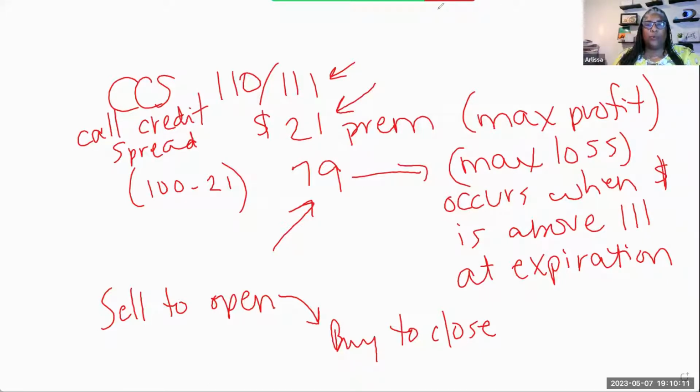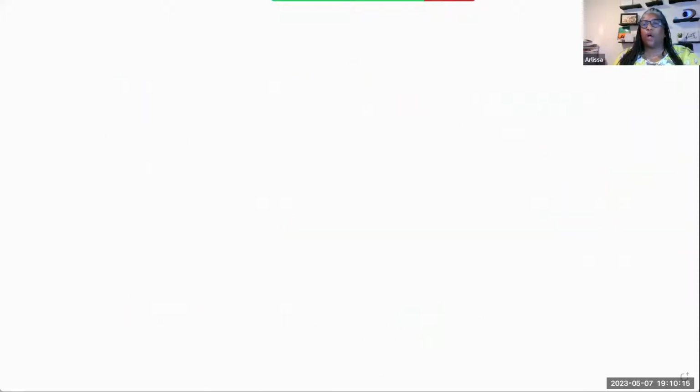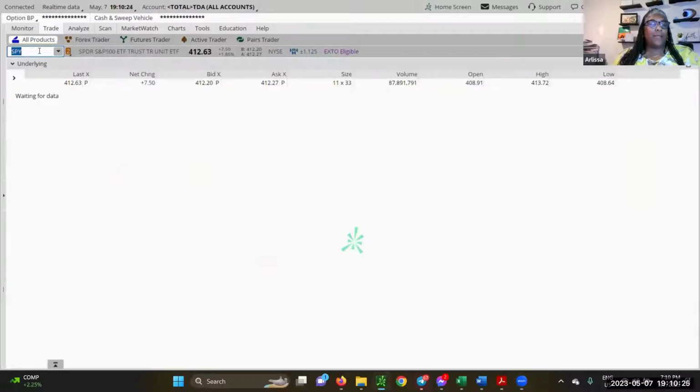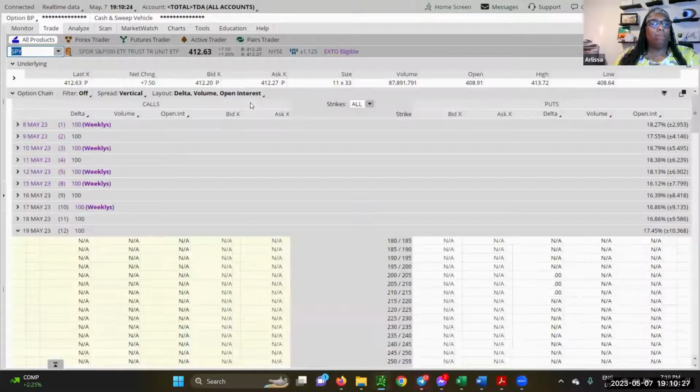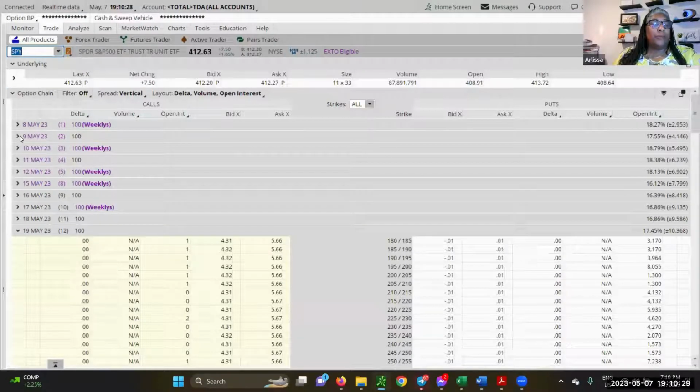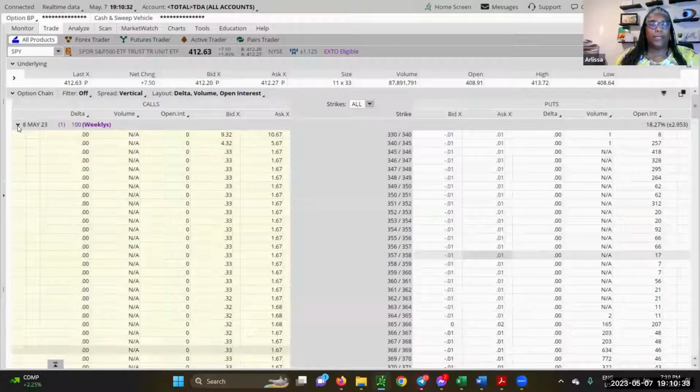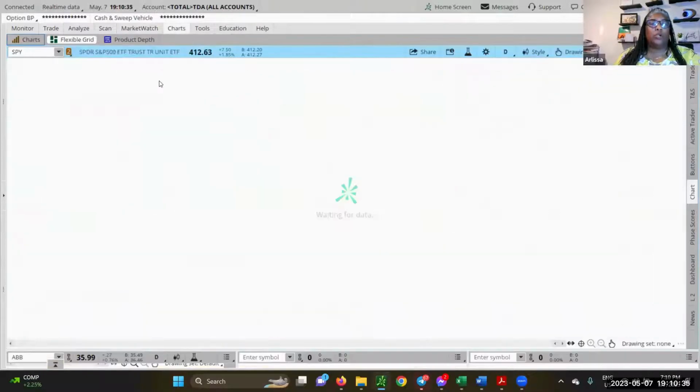Okay, let's do another one. Let's do another, and then we'll talk through what the deal is when it goes well, when it's not going so well. Let's see. I think SPY is a one spread. It is. Let's do a chart.